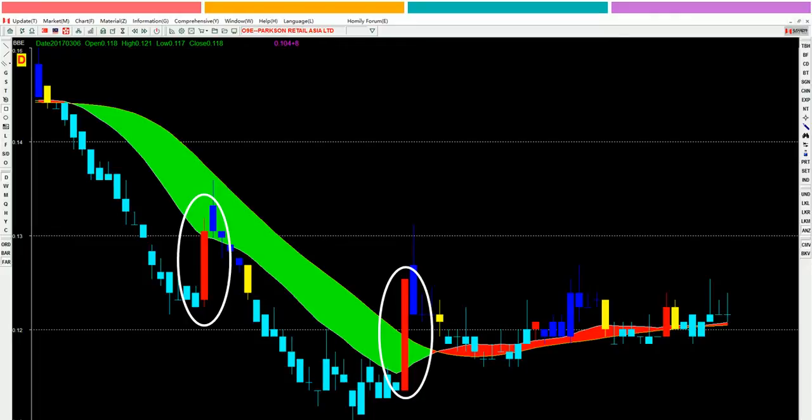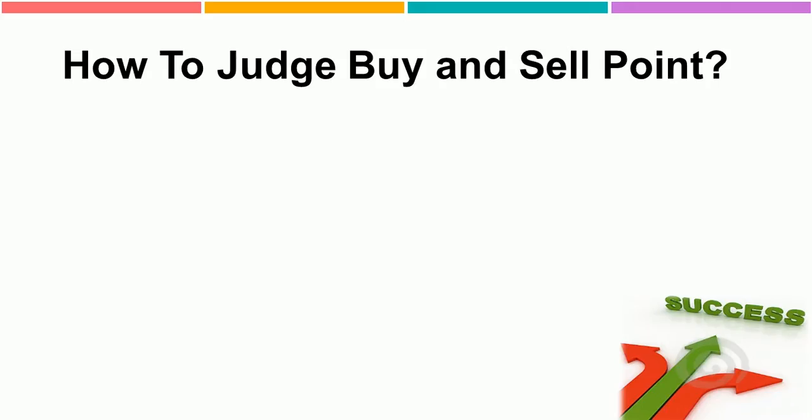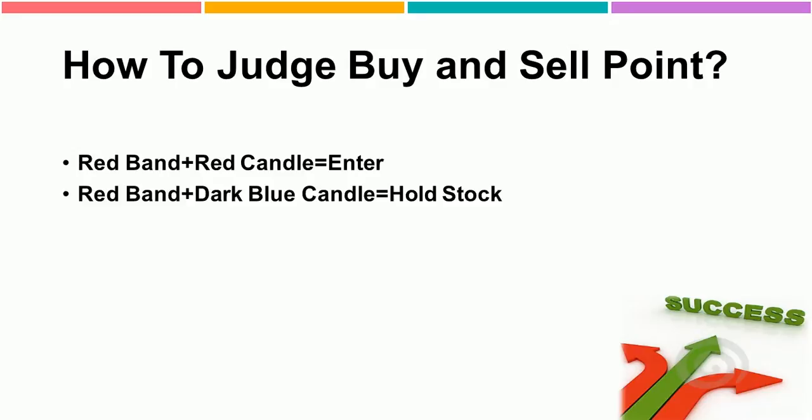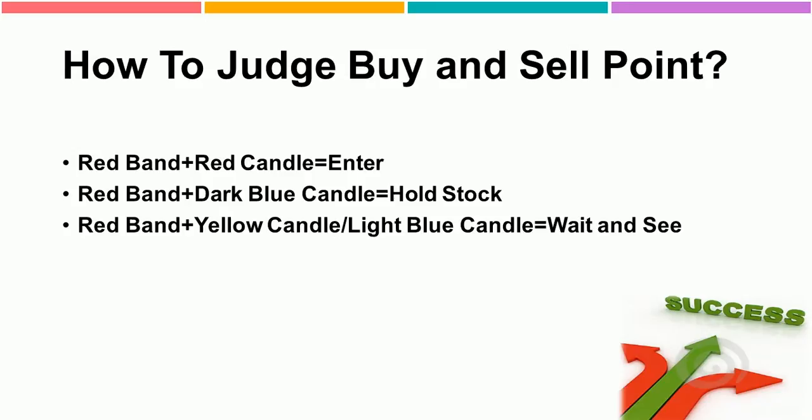So let's continue. How to judge buy and sell points? First one, red band plus red candle means entry point. You can enter stocks. Red band plus dark blue candlestick means you can hold your stocks, no need to sell. Red band plus yellow candle and light blue candle, wait and see. If you see the band is red band, then yellow candlestick, light blue candlestick, you can wait and see.